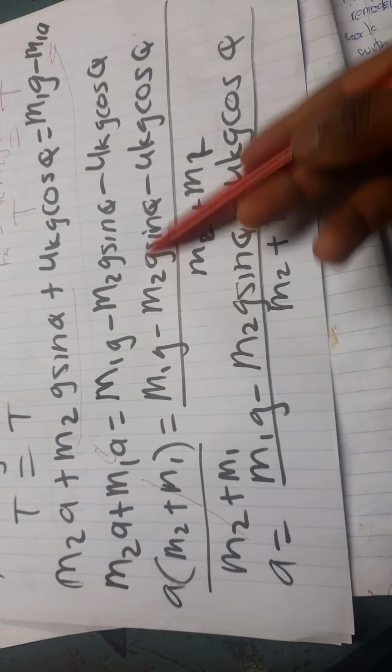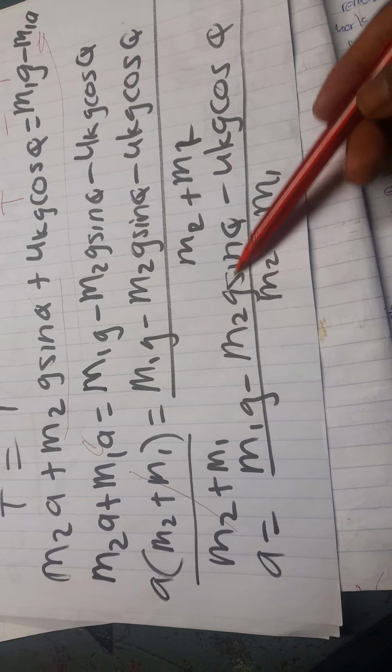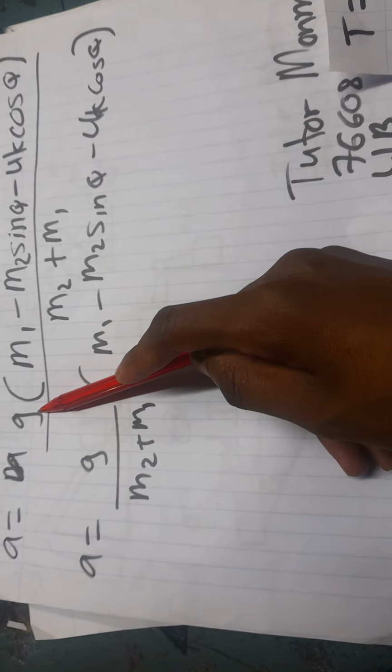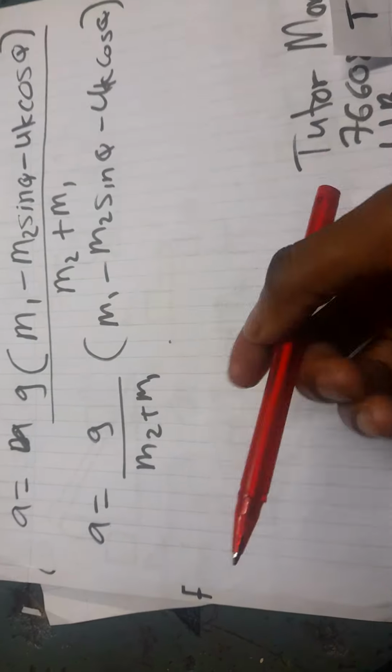So here at the top, we are going to factor out G. As you can see, we have factored out G there, and these are the same. Different is the presentation. So this will be our value of A.